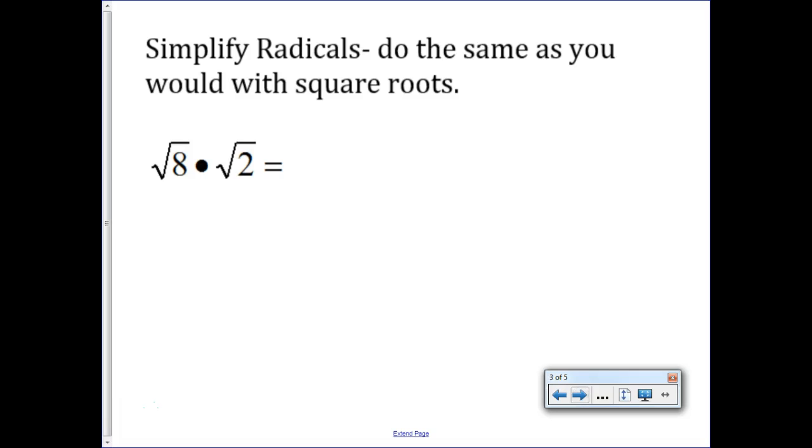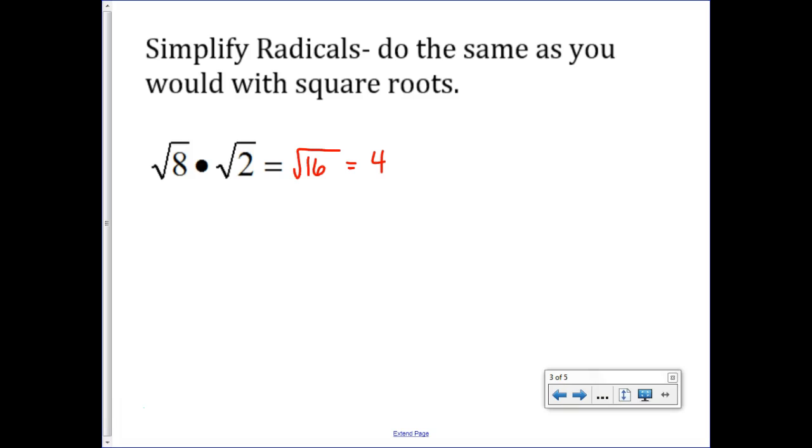All right, so simplify radicals. Do the same as you would with square roots. So if I have the square root of 8 times the square root of 2, that would be the square root of 16. The square root of 16 in this case would be 4. But you multiply what's underneath the radical.